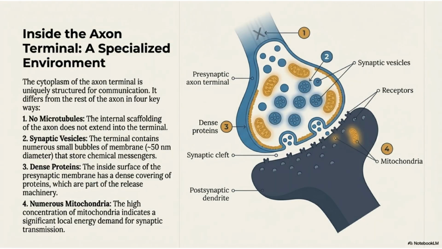Inside the axon terminal, we find a specialized environment uniquely structured for communication. It differs from the rest of the axon in 4 key ways. First, the internal scaffolding of microtubules does not extend into the terminal. Second, the terminal is packed with synaptic vesicles, small membrane bubbles that store chemical messengers. Third, the inside surface is lined with dense proteins, which serve as the machinery for release. And fourth, the area contains numerous mitochondria, highlighting the significant local energy demand required for synaptic transmission.